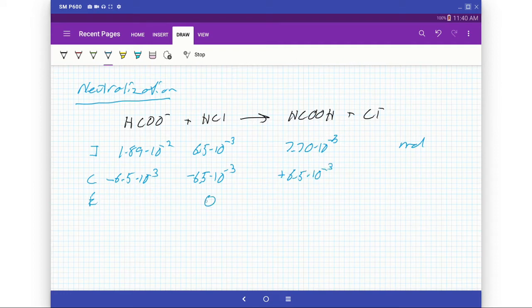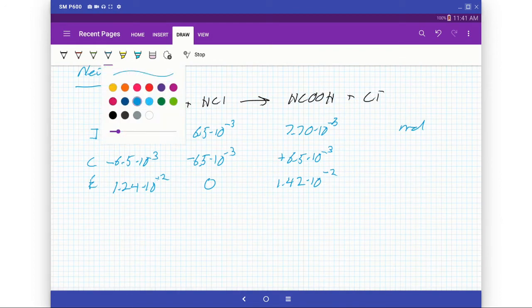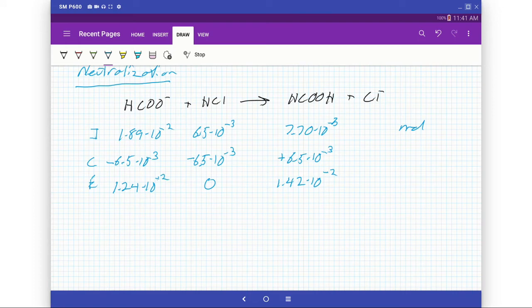So that, of course, goes down to 0 as it needs to for a reaction going to completion, and we're left with 1.24 times 10 to the minus 2 moles there, and 1.42 times 10 to the minus 2 moles there. Okay, so that's the first step. And we've added our acid, we've neutralized this. Now we have the next one being the equilibrium.